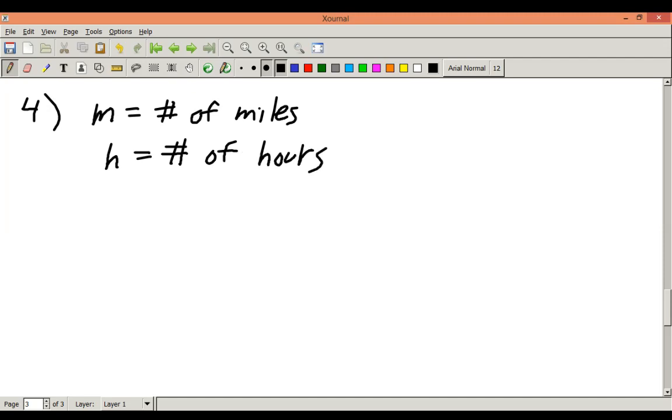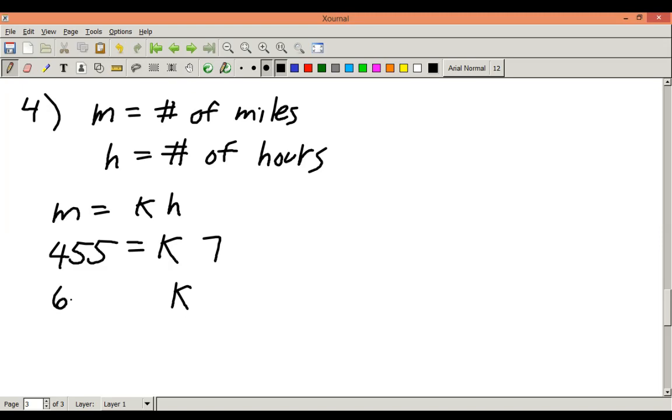Okay, so again, it's a direct variation, so my equation is going to be the number of miles equals your constant of variation, k, times the number of hours. Let's plug in the numbers that we know. So we know that they're going to cover 455 miles, so 455 equals that k times the number of hours it took, which was 7. And so we'll solve for k, so we're going to get 65.